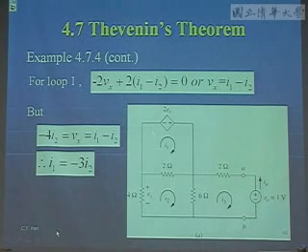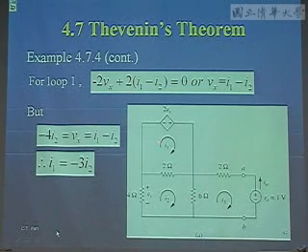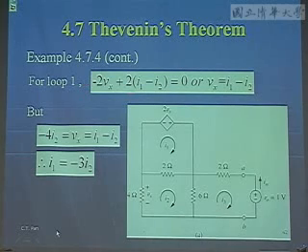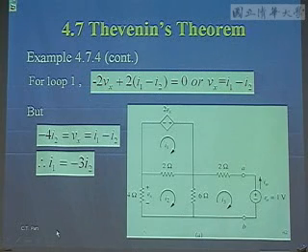For example, here we use the mesh analysis. In this circuit we have 3 meshes, I1, I2, I3. For the first mesh here, we have this voltage equation. You can see we move 2Vx to the other side and divide by 2. We get Vx equals I1 minus I2.